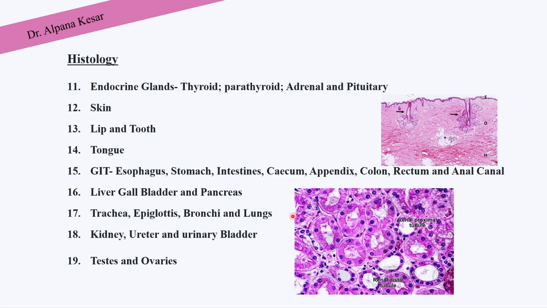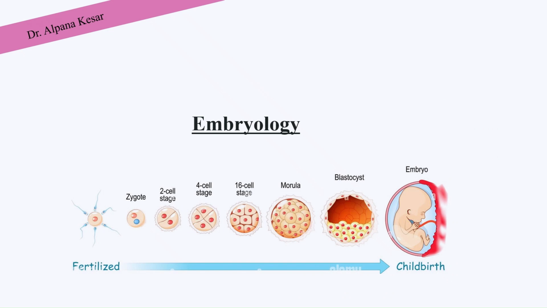In the respiratory system, trachea, epiglottis, bronchi, and lungs. In the urinary system, slides of kidney, ureter, and urinary bladder are to be done. And in the reproductive system, testes and ovaries. Next, we move on to embryology.